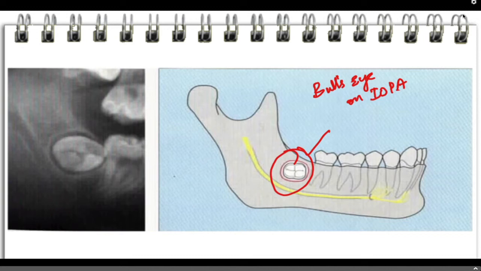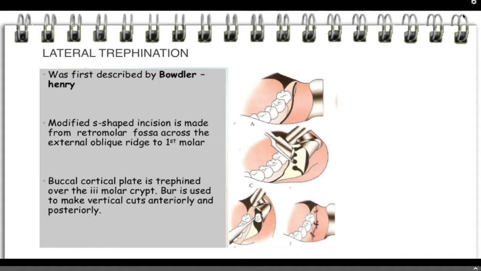So once you are done with this, we'll proceed with the next few important things. A few techniques. This question, I think, was given in 2018 NEET. If you want, you can make a note of the scientist's name concerned with this lateral trephination technique. The type of incision used in this is a modified S-shaped incision. This is particularly used to remove the mandibular third molar.